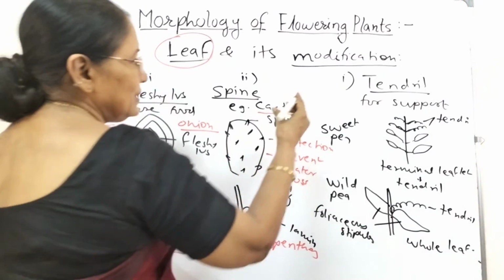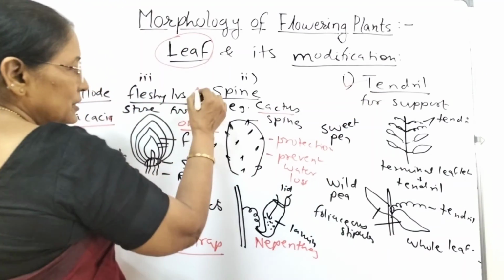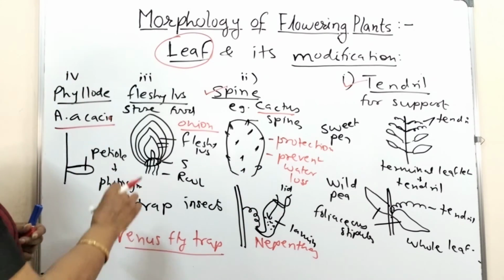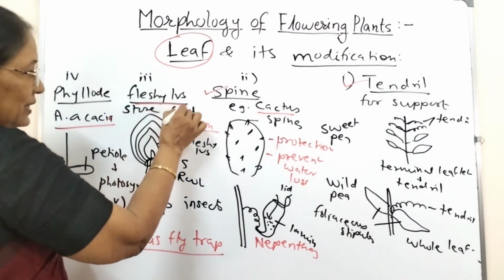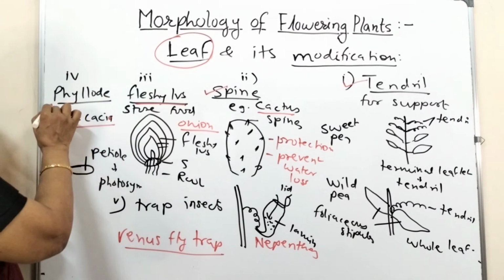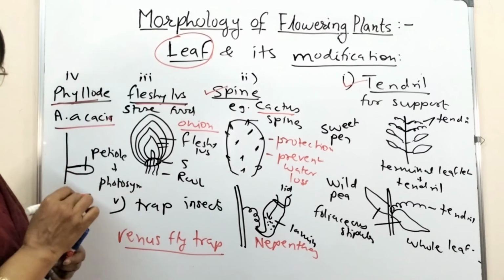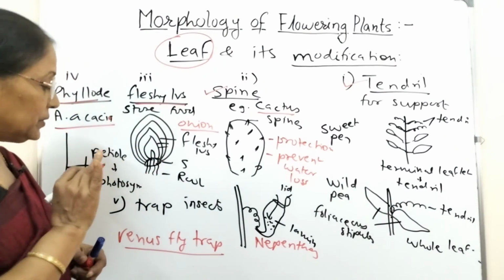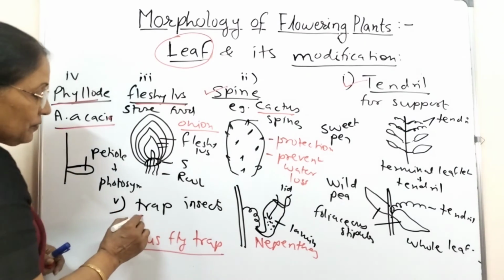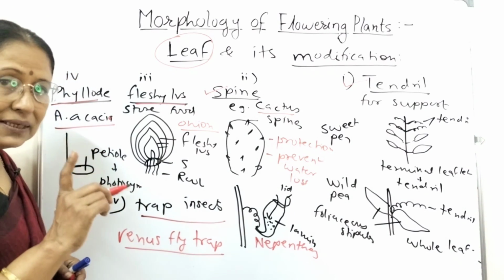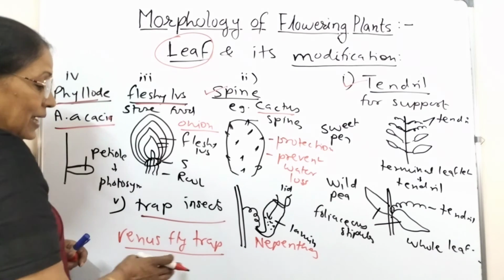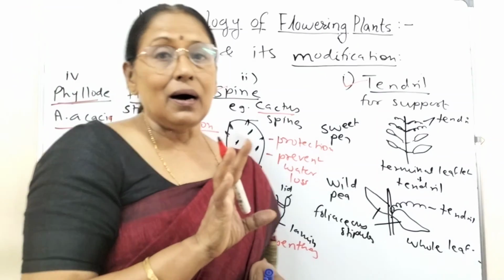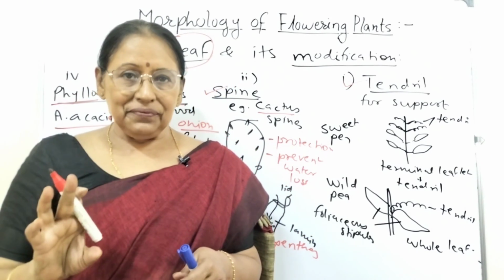Here first you have seen the tendril for support, the spine for either protection or preventing the water loss. Then it is the fleshy leaves where it stores the food. Phyllodes, Australian acacia, where the work of photosynthesis has been taken up by the petiole which has become flattened. And for trapping the insects, there are two examples in your NCERT, that is Nepenthes and Venus fly trap. So this was all about the leaf and its modification.